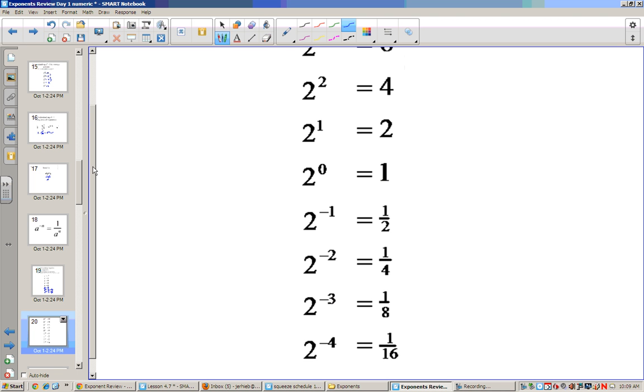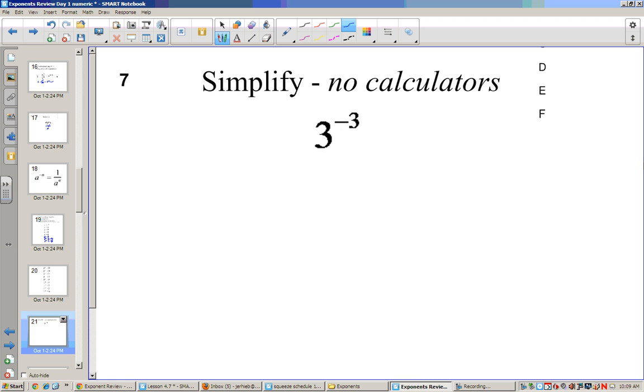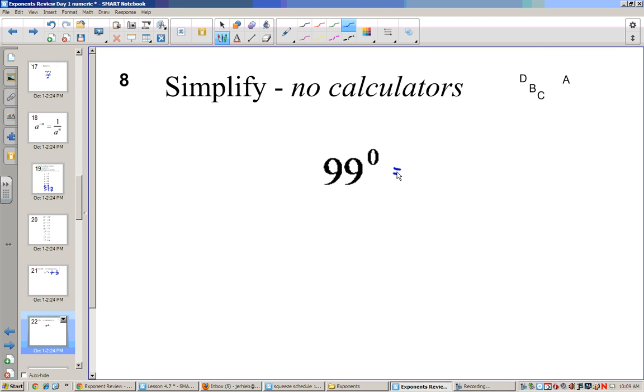Here, it's all to the 16th. So if we want to do this without a calculator, this is just going to be 1 over 3 to the third. 3 to the third is 27. 99 to the zero power, that's just 1.